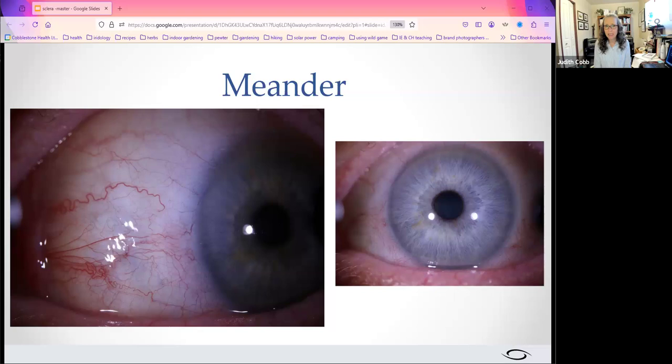Here's another gentleman. He is 70 years of age and has beautiful, beautiful lymphatic blue eyes. His eyes are going to teach us about what a meander is. Now, you can probably look at his eye and go, oh, I can see a meander. I know what it means. I bet I know what it looks like.